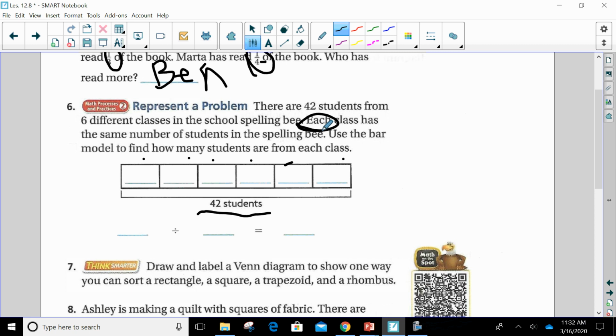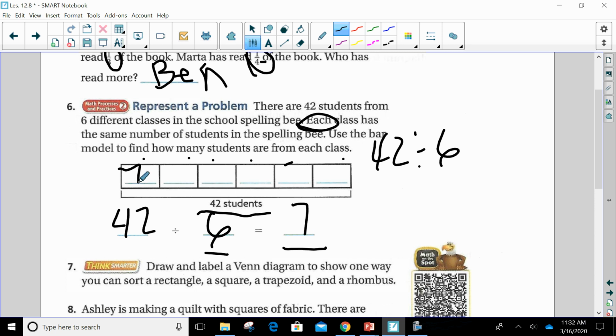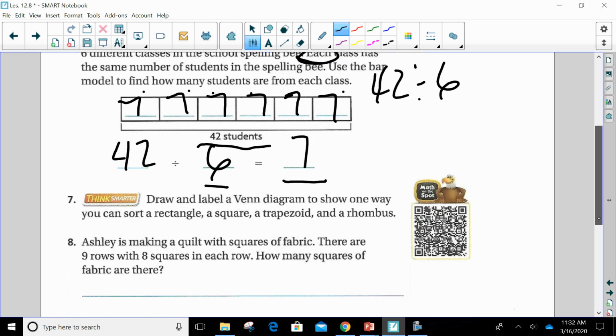Well, what if I do 42 divided into 6 classes? So 42 divided by 6. Well, I know division is just multiplication turned around, the inverse operation. I could just turn it to say 6 times what equals 42? Well, it will be 6 times 7. So each class would have 7. And if I added up all those 7s, it would equal 42. All right.